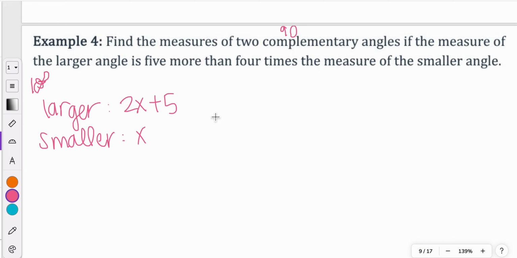I'm going to put both of these together, or sorry, 5 more than 4 times. So this 2x actually should be 4x. Let's just rewrite that: 4x plus 5.